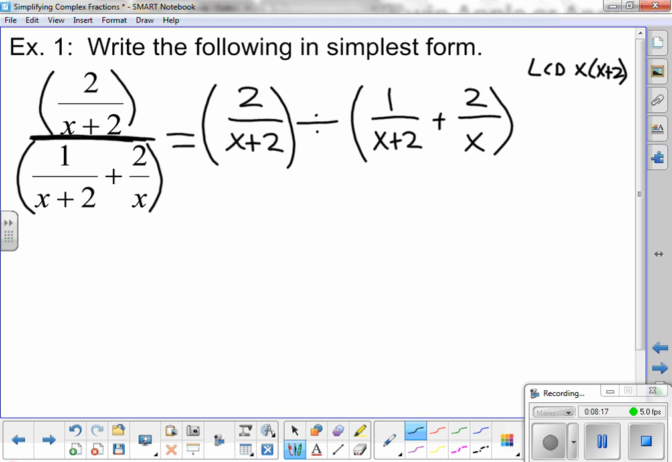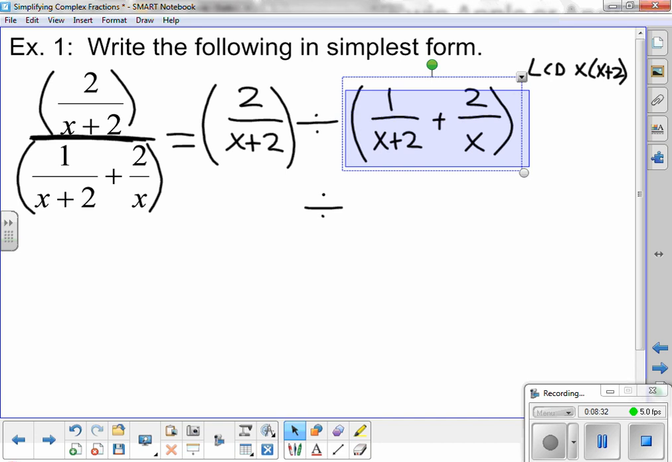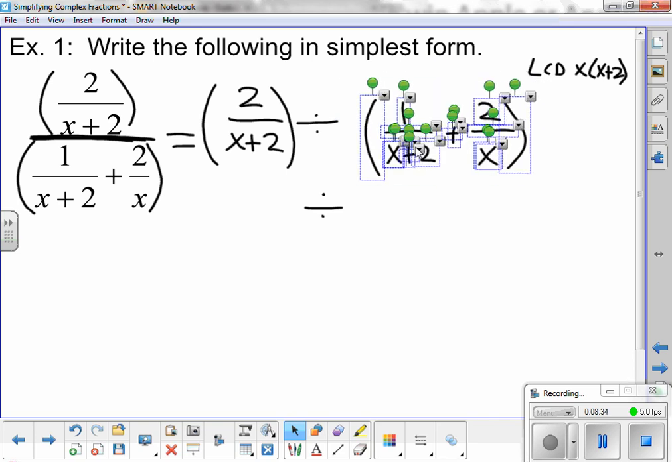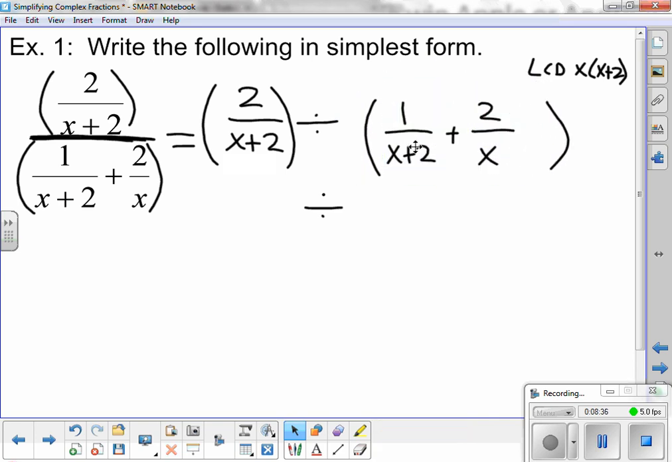So now, let's put it divided by. We basically should do what I call in my class fancy ones. So I know that I want to make, hold on a second. I want to spread these out a little more. Okay, give me some room to work. I know that my LCD is x times x plus 2. So this x plus 2 right here needs an x. So I'm going to multiply this by an x, because now I'll have an x times x plus 2.